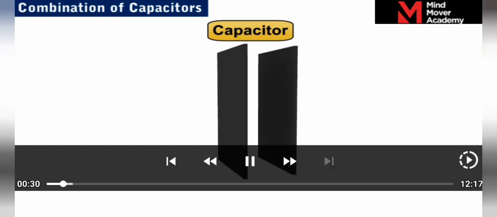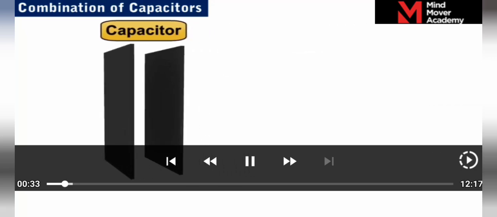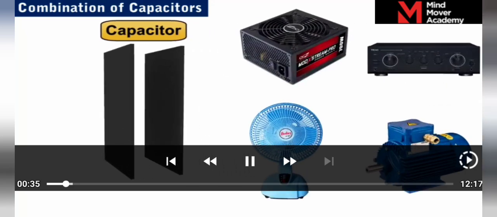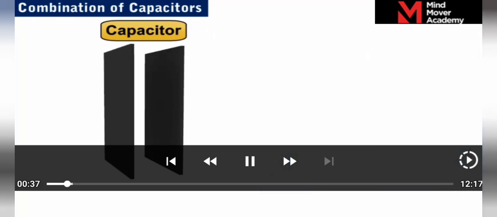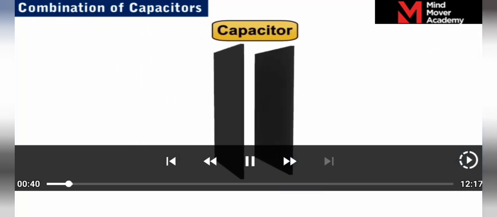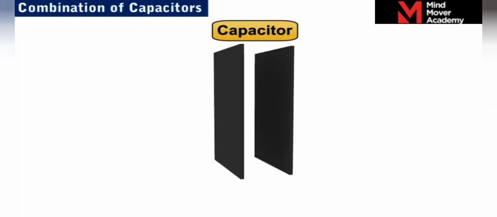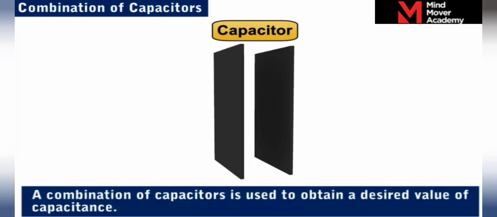Capacitors having different values of capacitances are used in various power supplies. However, it is not always possible to obtain capacitors with the desired values of capacitances. In such cases, the desired value of capacitance can be obtained by a series or a parallel combination of multiple capacitors. Let us first discuss the series combination of capacitors.